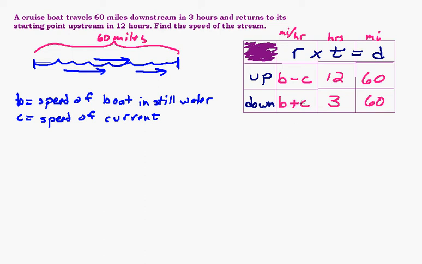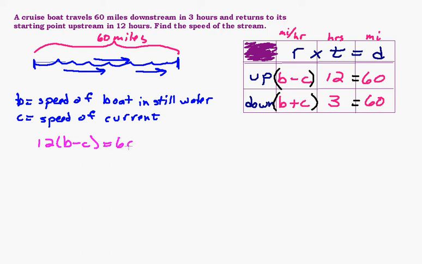So for the top row, we just use the formula, rate times time equals distance. So B minus C, got to put that in parentheses, times 12 equals 60. And then the bottom row, B plus C times 3 equals 60. Just following the formula. So there's so many different ways to do this from here. I should show you a shortcut for this one. Let me write these out over here. I see a shortcut.